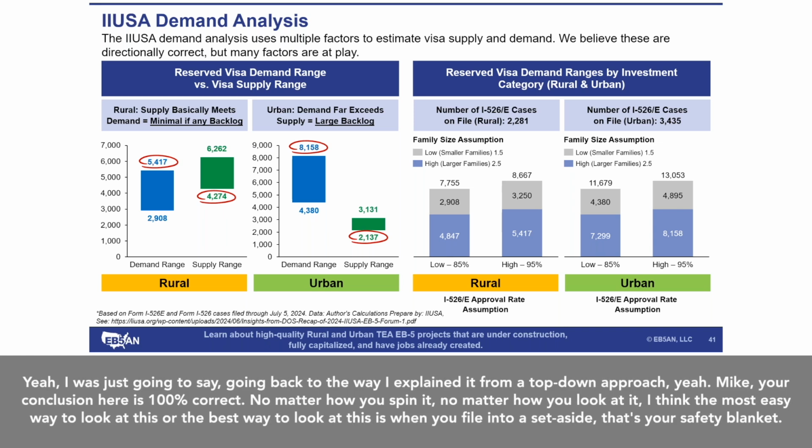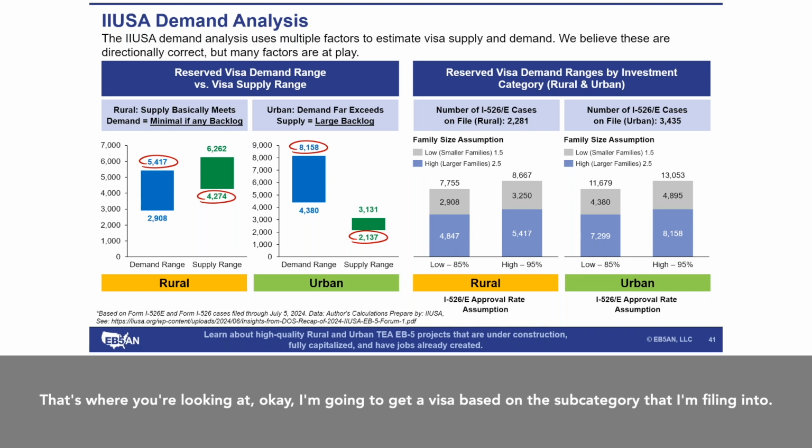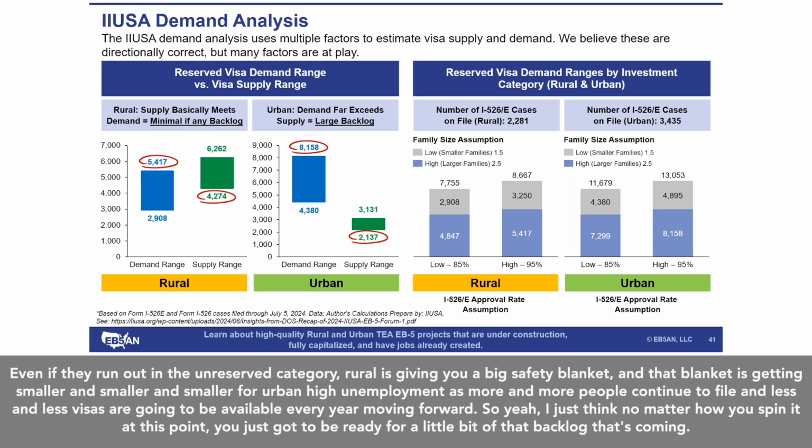Yeah, I was just going to say, going back to the way I explained it from a top-down approach, Mike, your conclusion here is 100% correct. No matter how you spin it, no matter how you look at it, I think the best way to look at this is when you file into a set-aside, that's your safety blanket, right? You're looking at, okay, I'm going to get a visa based on the subcategory that I'm filing into, even if they run out in the unreserved category.